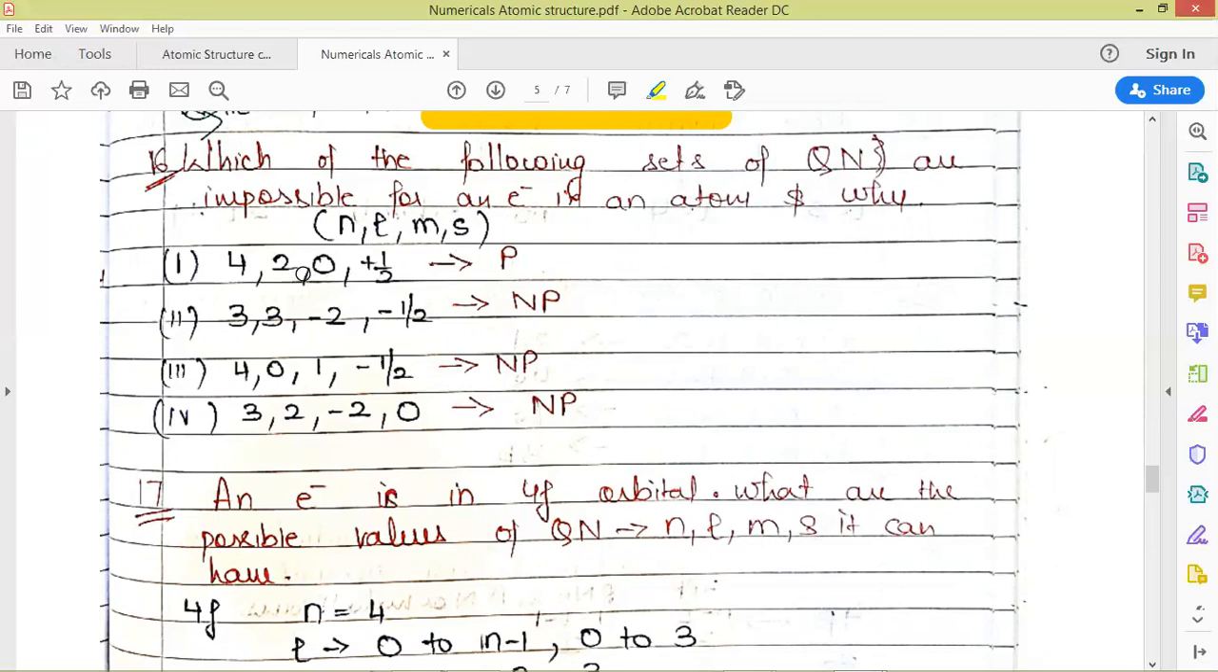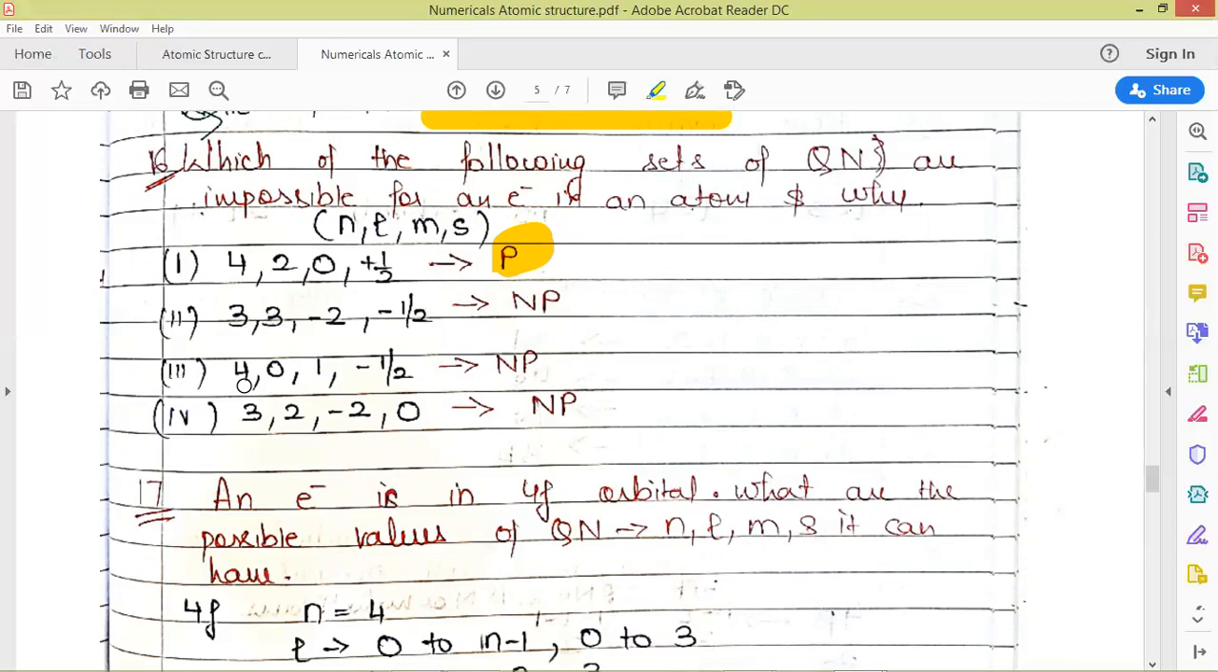So this set of quantum numbers is possible. So we have written here P. So this is possible. Next we have value of n as 3, and possible values of L are going to be 0 to n minus 1. That means 0 to 2. So value of L as 3 is not possible for n as 3. So this quantum number set is not possible.